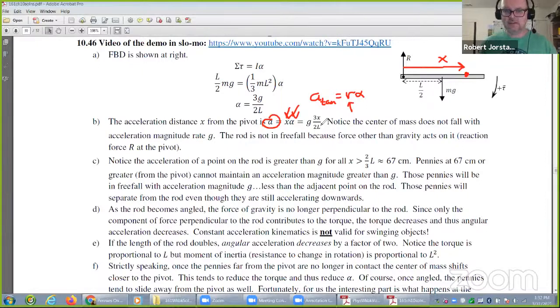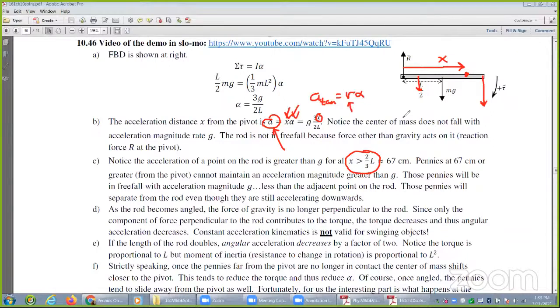Now, this is what's crazy. Look carefully here. If x is greater than 2/3 L, the acceleration is larger than g. What I'm telling you is points close to the pivot are going to fall at a small acceleration. Points near the end of the rod are going to accelerate faster. Does that seem impossible or plausible, or any questions about that?